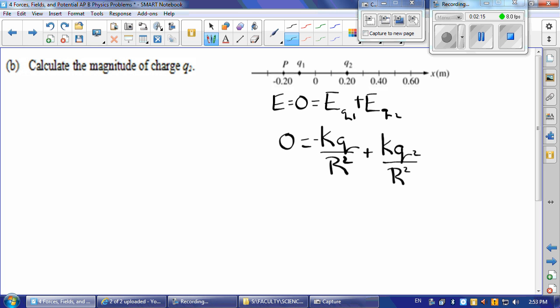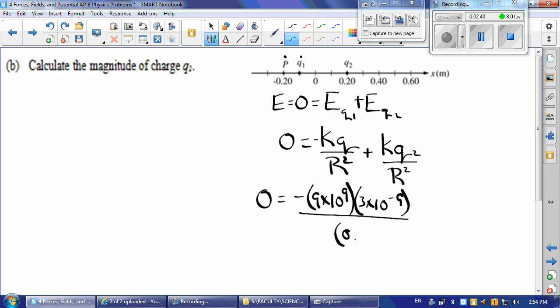Well, K is a constant, so that's not a problem at all. And we know just about everything we need to know, so it's really just a matter of plug and chug. So we have negative K, which is negative 9 times 10 to the 9th, and Q1, which is 3 times 10 to the negative 9th, all over the distance between them squared. Well, if you look, the distance between P and Q1 is just 0.1 meters squared. And then plus K, once again, is given as 9 times 10 to the 9th. Q is what we're looking for. And the distance between them is 0.1, 0.2, 0.3, 0.4 meters squared.